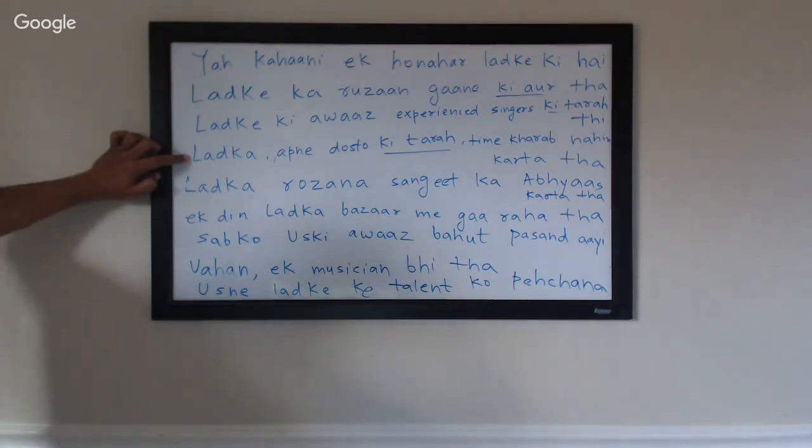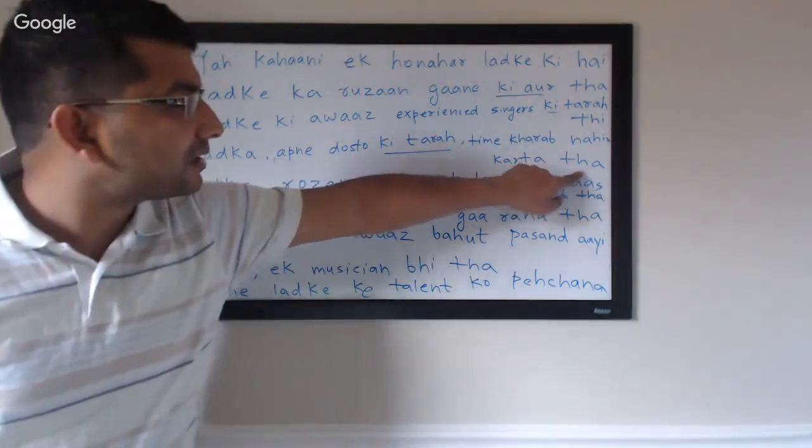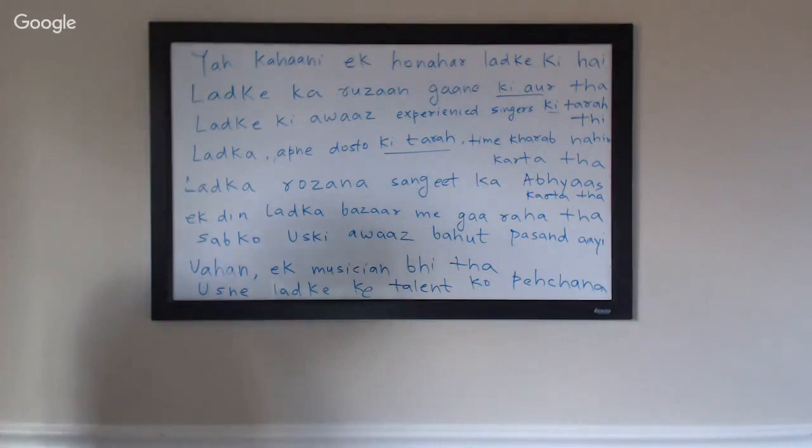The boy could not waste his time like his friends. Perfect. Instead of could not, it's because tha, karta tha. He did not waste. He did not used to waste his time like his friends. Next one.